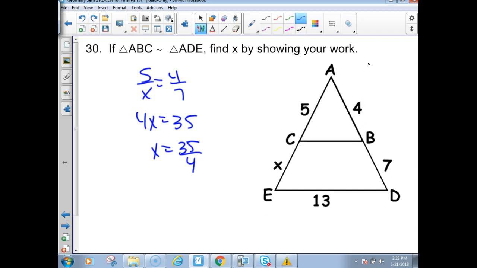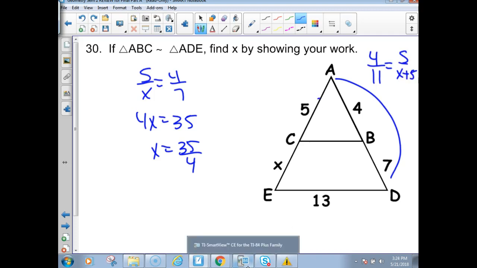Now, if you didn't do that and you went 4 over 11, you'd have to add sides. And that would be equal to 5 over x plus 5, and that would not have been as easy to solve. Is that 8.75?